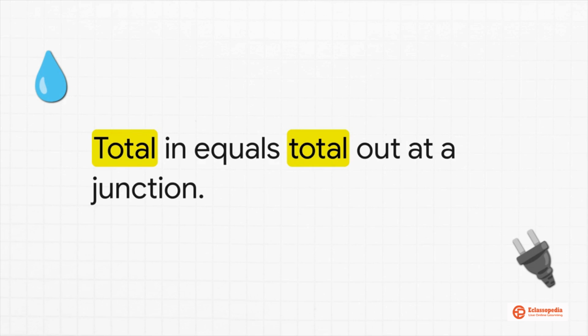In an electrical circuit, it's the exact same logic. If 3 amps and 7 amps enter a node from 2 separate wires, exactly 10 amps must be leaving it through the remaining wires. The total sum of the currents entering a junction will always equal the sum of the currents leaving it.